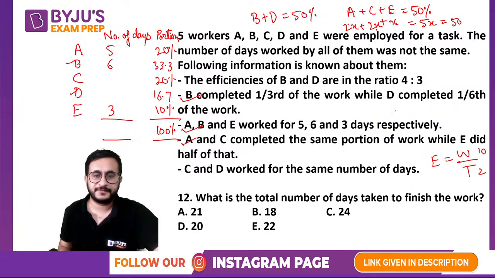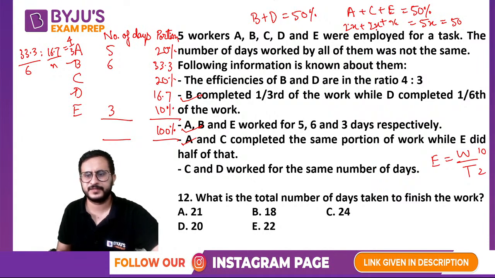Now it is given that the efficiency of B and D are in the ratio 4:3. Okay, so B and D, it is 4:3. So work upon time, B is doing how much of the work? 33.3%, right? Upon time, that is 6 days. Ratio, okay, and this is 16.7 upon, we do not know the number of days, right? That is given to us as 4/3. Okay, this thing is given as 4/3.